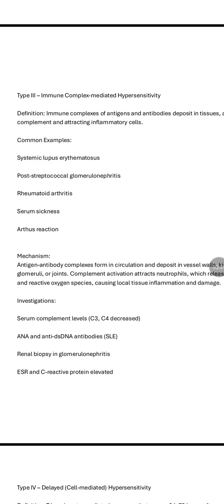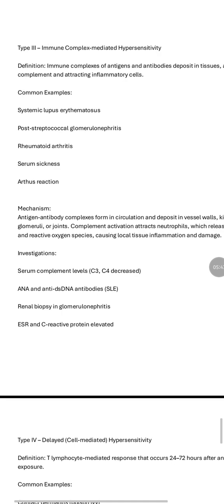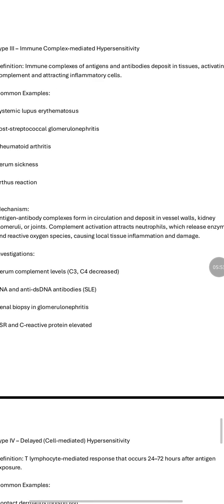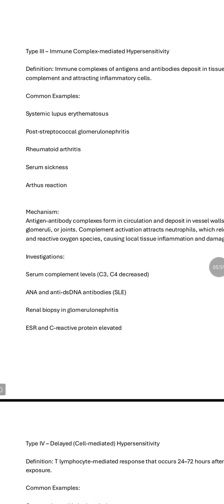Type 3 hypersensitivity reaction, also known as the immune complex mediated type of hypersensitivity reaction. This is the mechanism. Antigen-antibody complexes form in circulation, and then they deposit in different tissues, like blood vessels, the kidneys, the glomerulus, or joints.